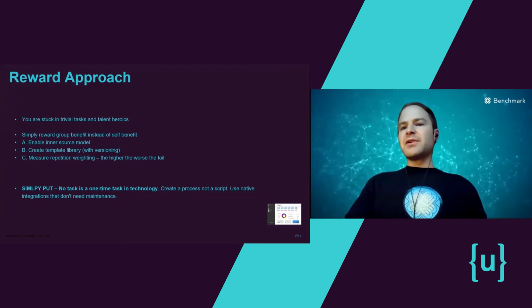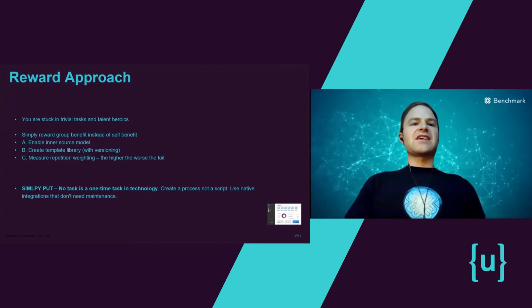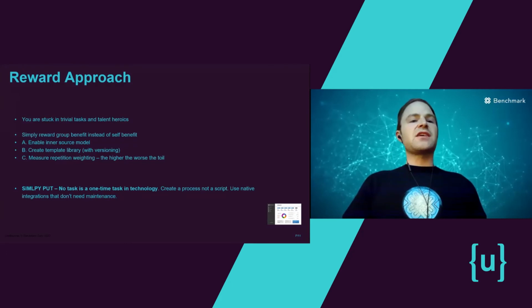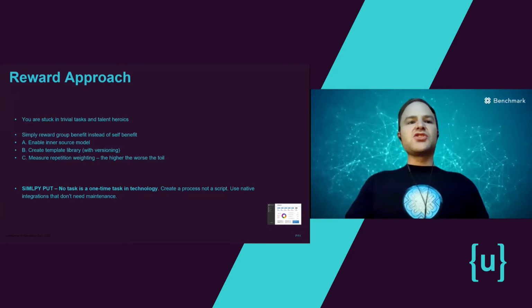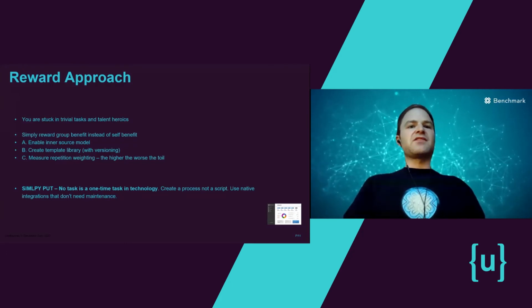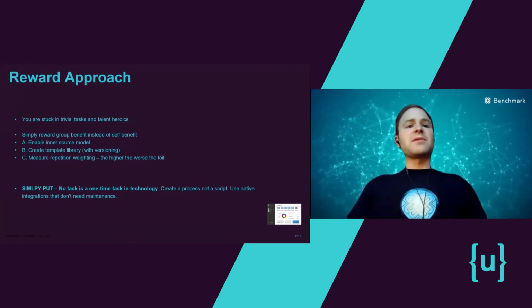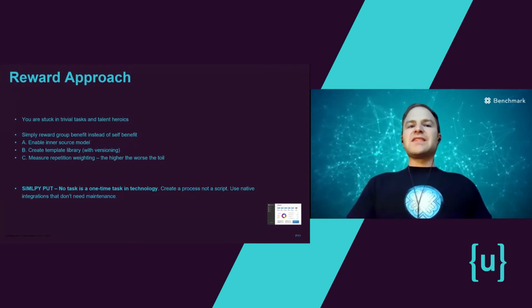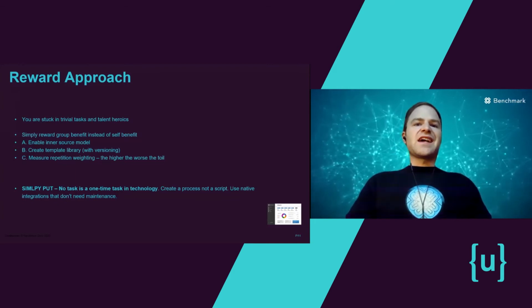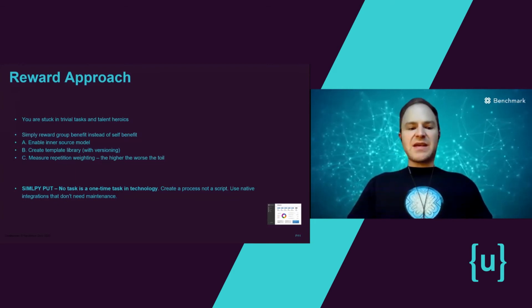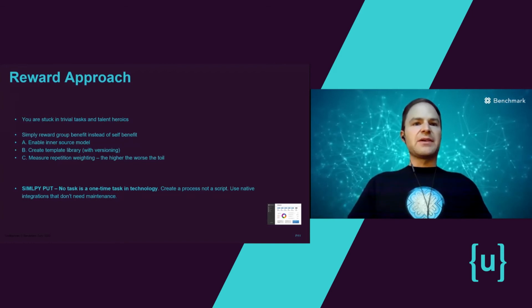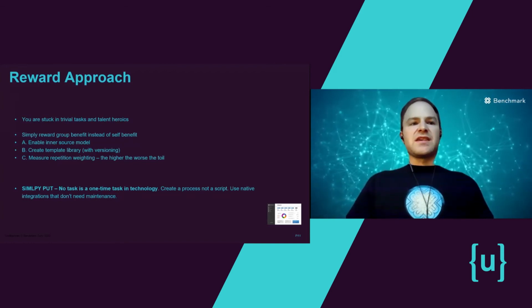Tell them you need to enable an inner source model. What I mean by that is everything that they create can be used by another team. Make sure that whatever they do create that could be used by another team gets into a template library and version that. That way, if you make changes, you don't hurt other people. And then measure repetition weighting. The higher the repetition weighting is, meaning how often will I have to do this job, the worse the toil is going to be.